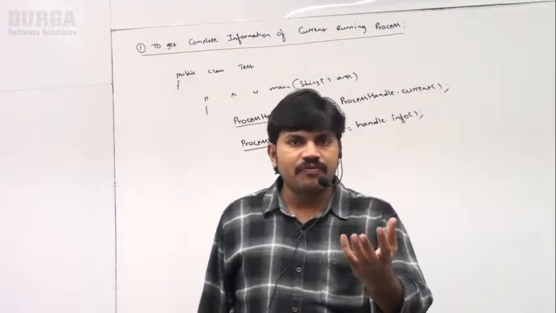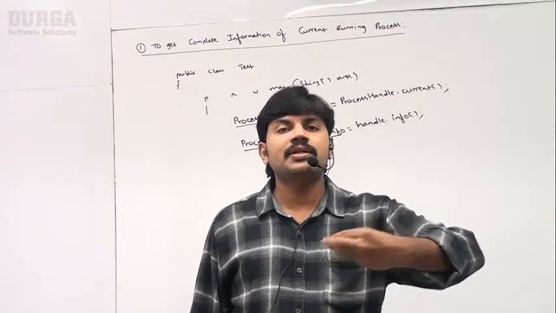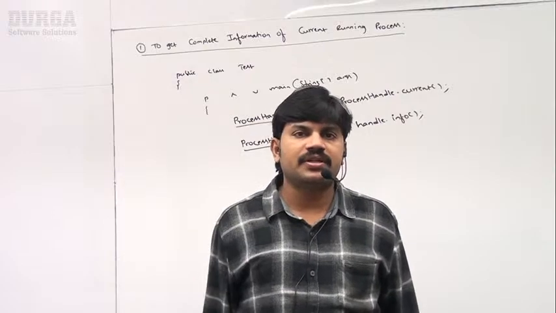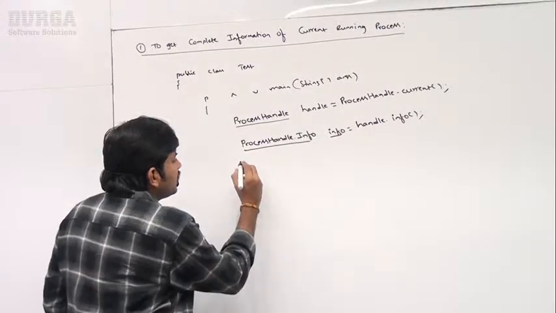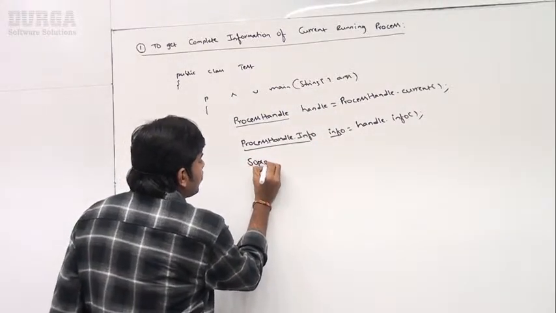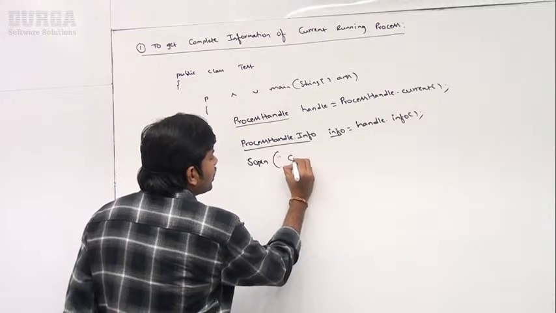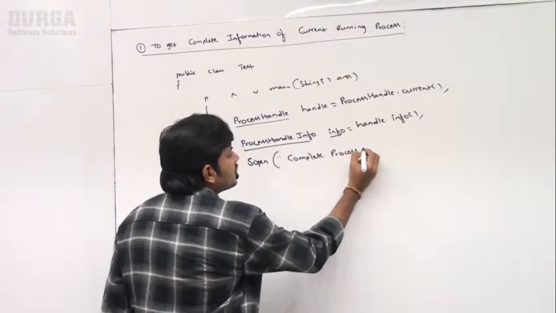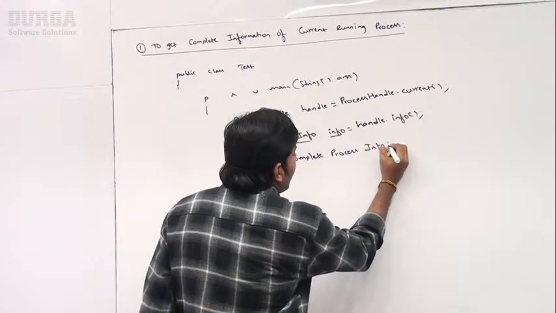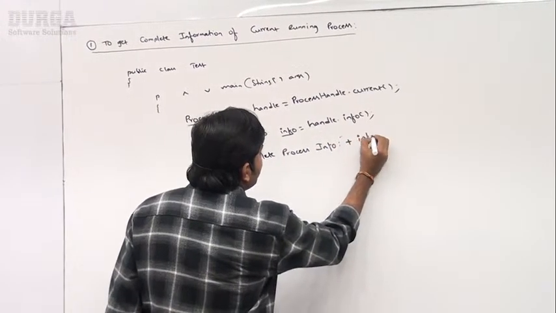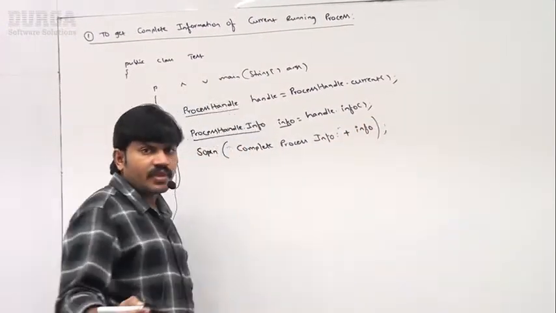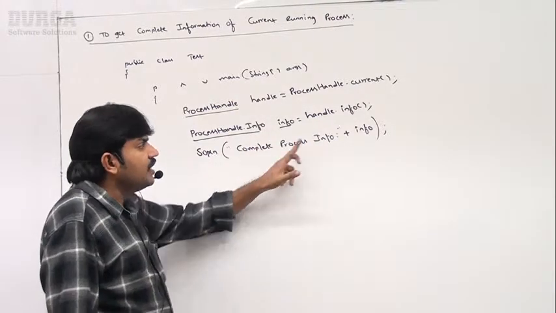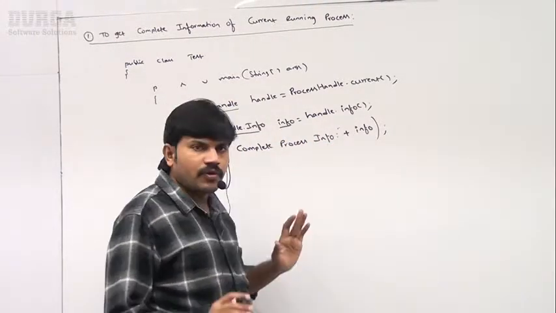Once you have the info object, you can print the complete information, which by default we are going to get. System.out.println, complete process info. I want to print just the info object itself. You get the complete process information by default, just by printing this info object.